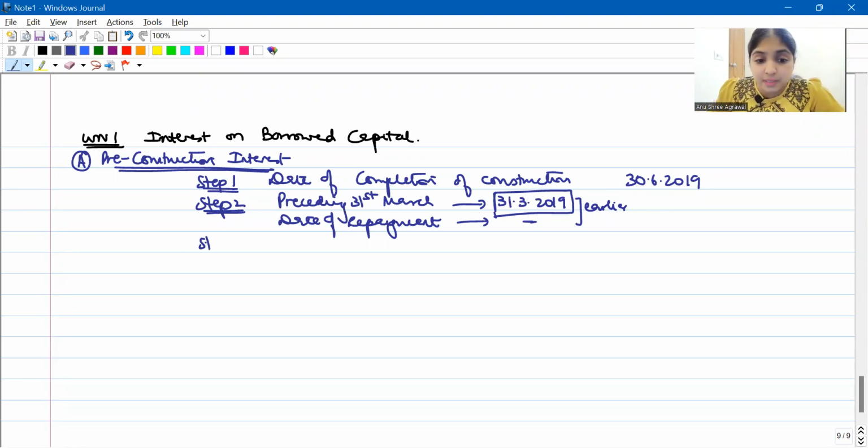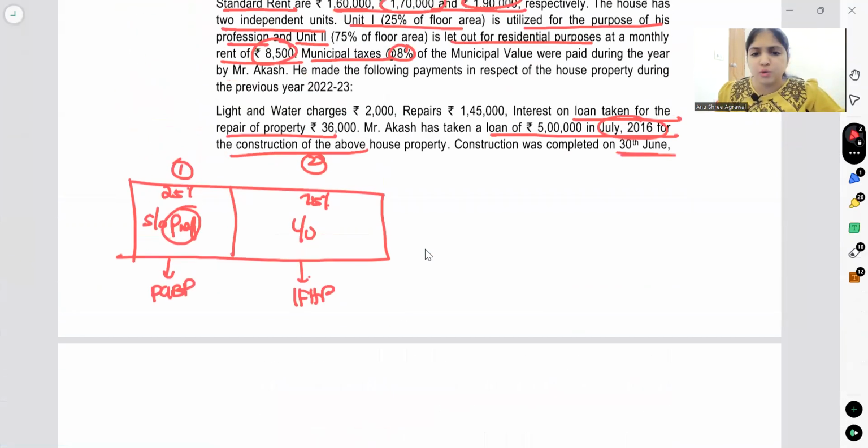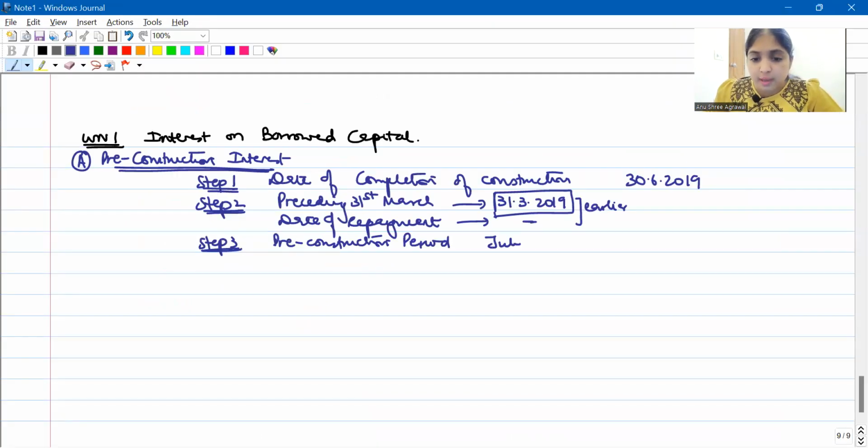Then comes step 3. Step 3 will be the pre-construction period. The pre-construction period will always start on the date on which you borrowed the loan. When did you borrow the loan? The loan was borrowed in July 2016 and it will always end on the step 2 date. What is the step 2 date? 31st March 2019. First step, date of completion of construction. Second step, preceding 31st March or date of repayment of loan, whichever is earlier.